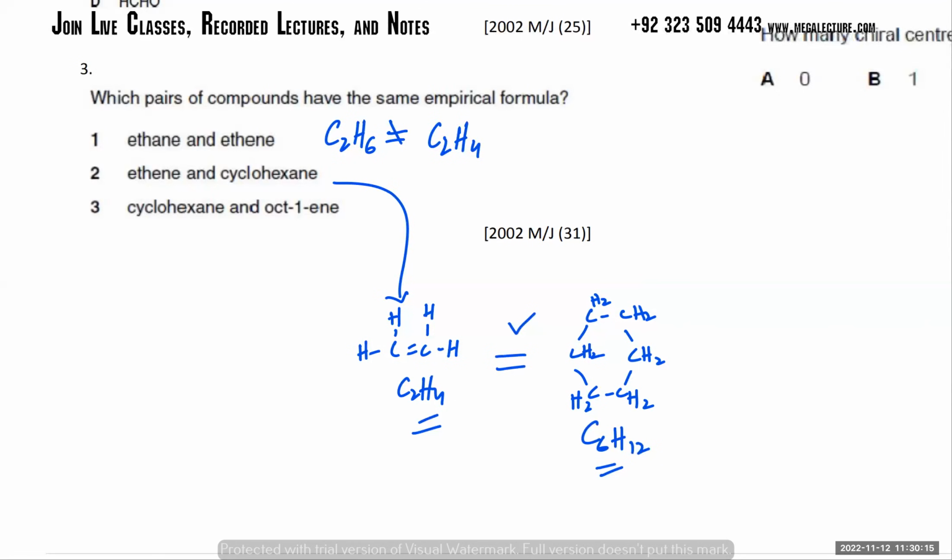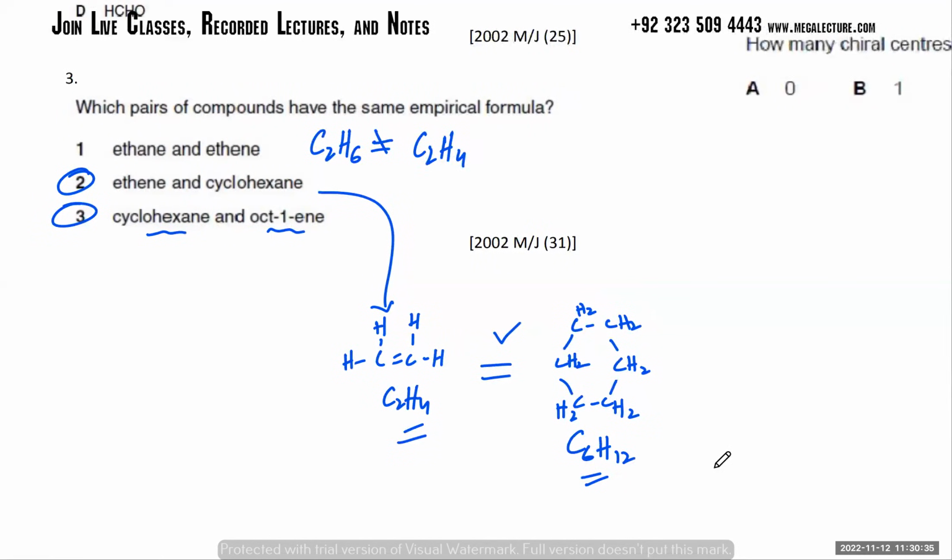So alkenes and cycloalkanes always have the same empirical formula. They always have the same general formula as well. They have exactly the same ratio. So 2 and 3, both of them are correct. Is that clear?